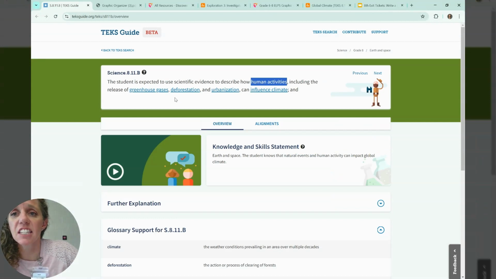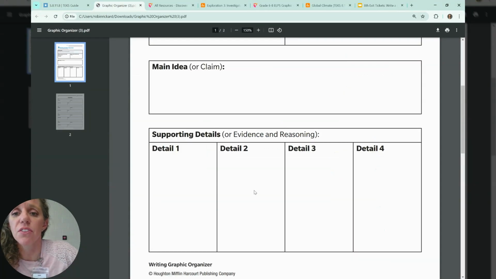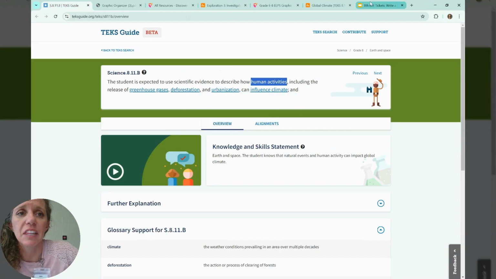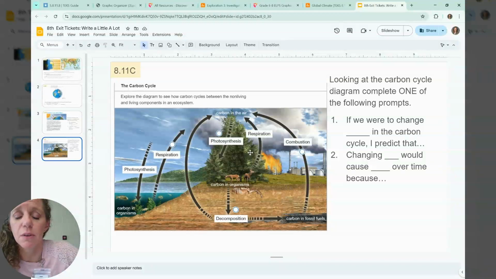Then my second detail that I'm looking for students to use evidence for should be on deforestation. And again, I want to relate it back to the carbon cycle. If I were to remove the plants, then I have less plants that are going to be able to remove the carbon dioxide from the air. So there's going to be a buildup of greenhouse gases in the atmosphere.